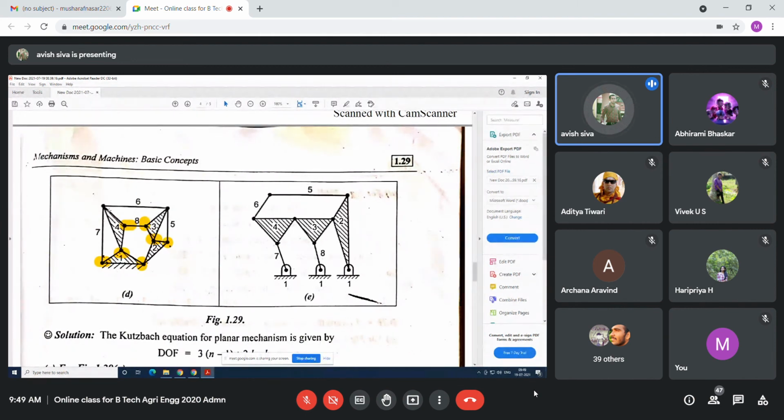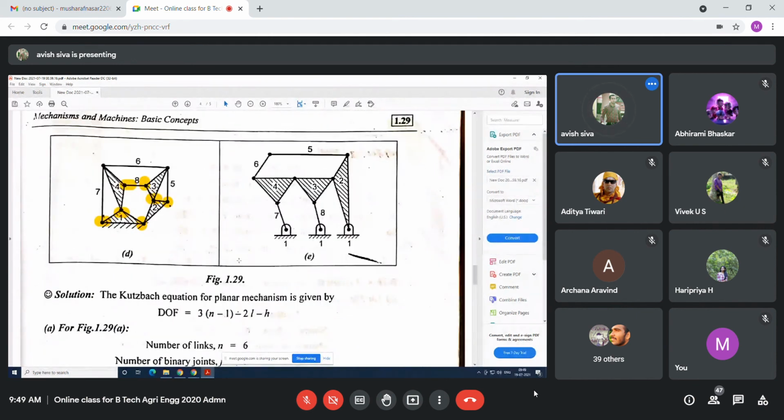Okay, so the last one you solve yourself. First, it is clear from the figure, number of links is equal to 8. You calculate the number of joins. Calculate the number of binary joins. Anyone? Number of binary joins?